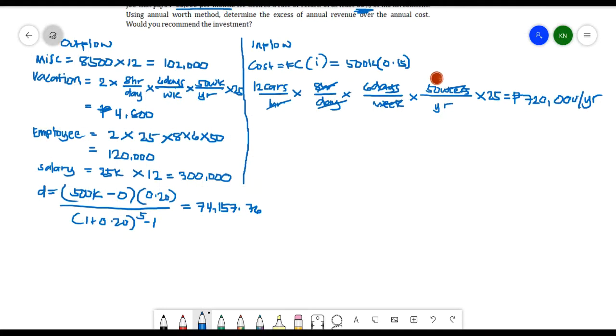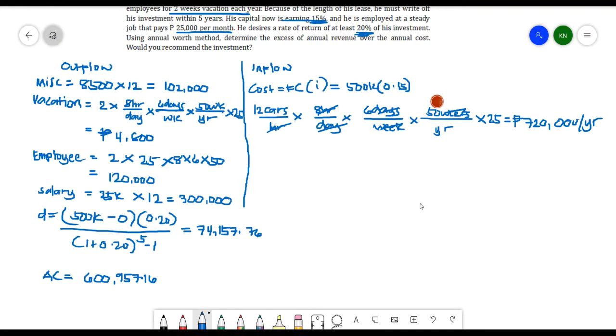So AC is equivalent to the sum of all of these. If you sum this up, you'll get 600,957.16. So this is now the total annual cost. In order for us to know if the investment is a good investment, we need to check the inflow versus the outflow.